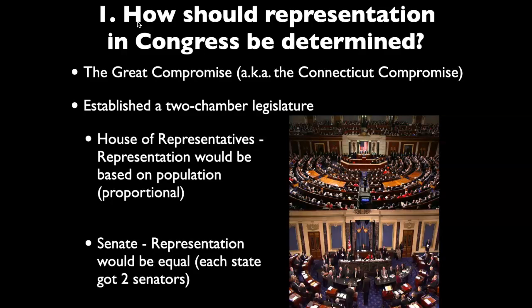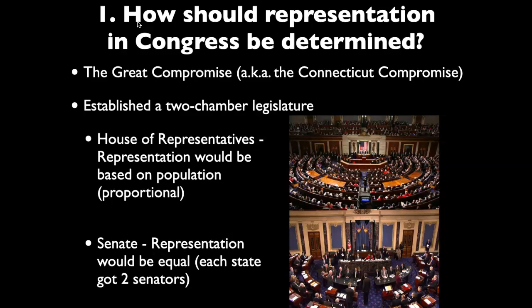The other house, or the other chamber rather, of Congress would be the Senate. Now, in this version, this would be based more on the idea of the New Jersey plan. And for the Senate, we would have equal representation, meaning each of the states, regardless of their size, would have the same amount of senators. So Iowa has 2 senators, New York has 2 senators, Alaska has 2 senators.